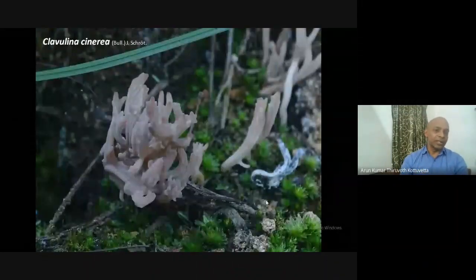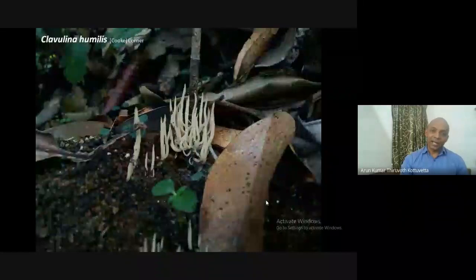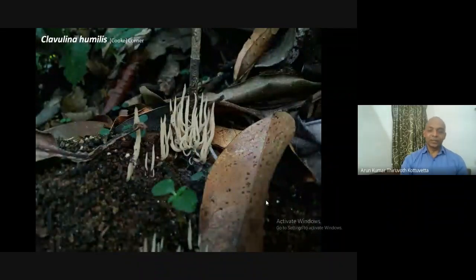Then there is the Clavulina, which again comes in the chanterelles. It is again a coralloid group. Then we have Clavulina humilis, again, which is a Cantharellus group.